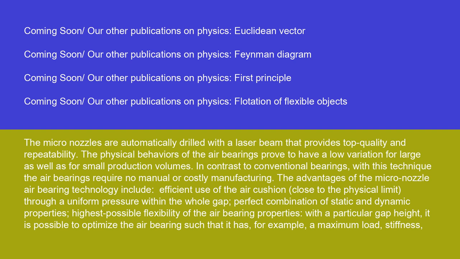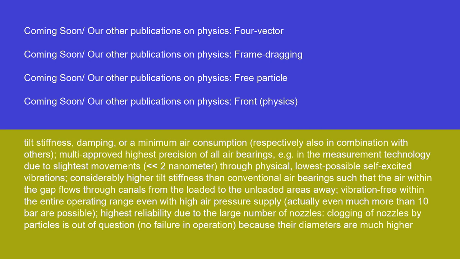The advantages of the micronozzle air bearing technology include efficient use of the air cushion close to the physical limit through a uniform pressure within the whole gap, perfect combination of static and dynamic properties, and highest possible flexibility of the air bearing properties. With a particular gap height, it is possible to optimize the air bearing such that it has, for example, a maximum load, stiffness, tilt stiffness, damping, or a minimum air consumption, respectively also in combination with others.